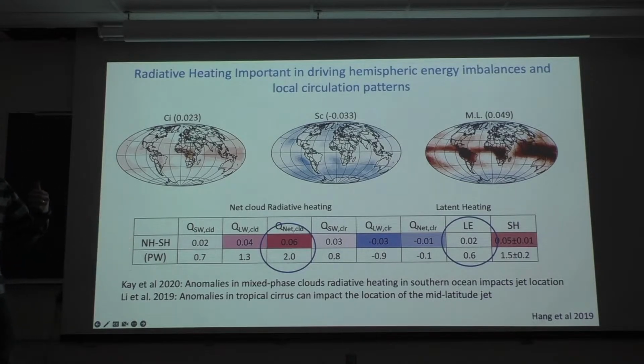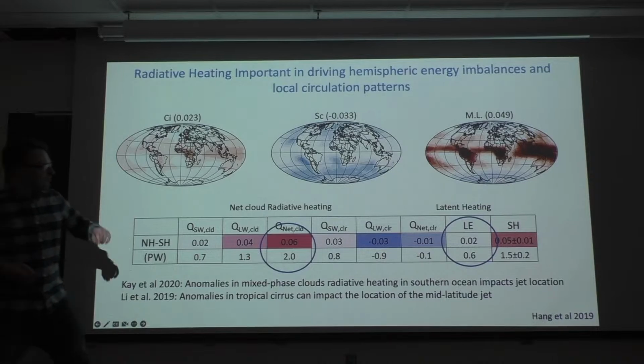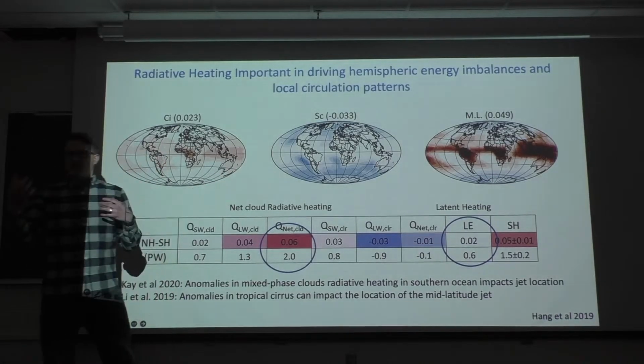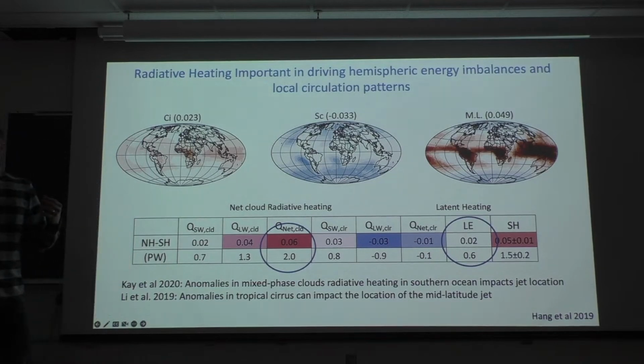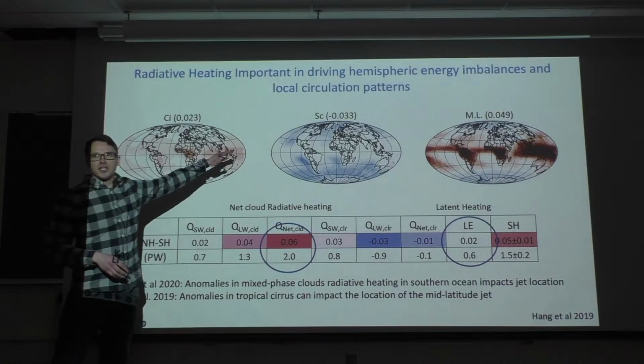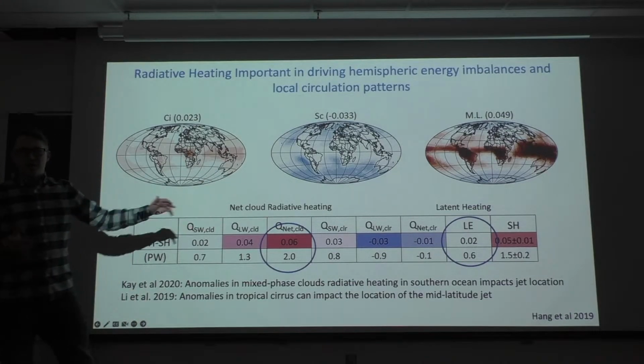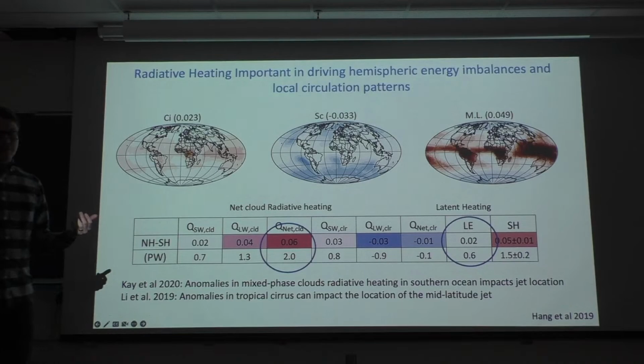So it was just a simple change from the mixed phase clouds and liquid clouds that actually gave a more realistic signal in the jet. So any change between high-level clouds and those mixed phase clouds could actually have implications for the local circulation in the southern oceans.